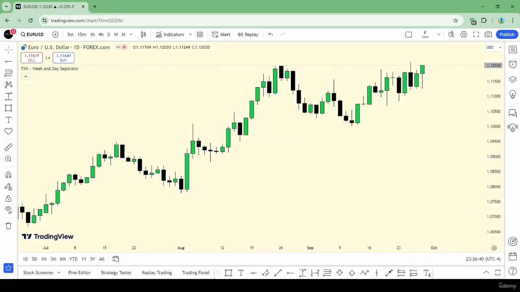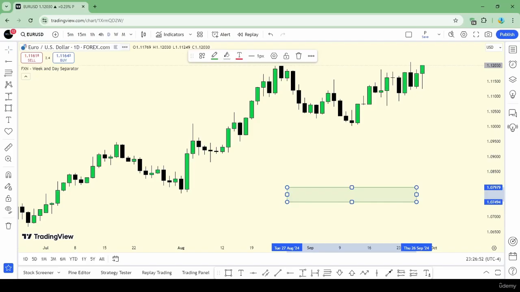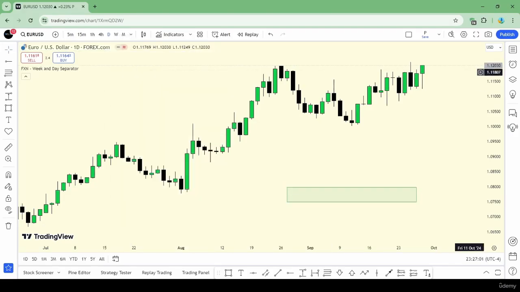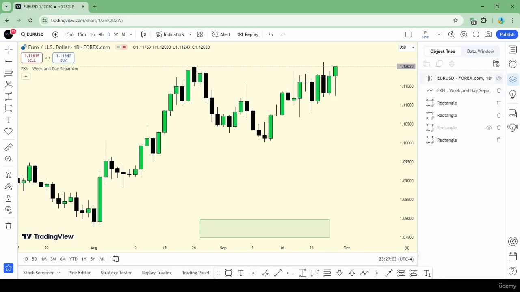Welcome back, guys. In this lesson, we'll be looking at a scenario in which the market will be drawing away from the daily fair value gap. So the example is, let me remove this first.